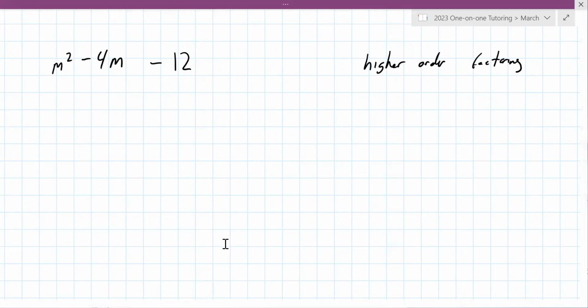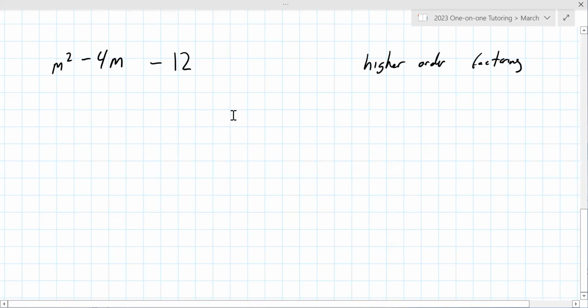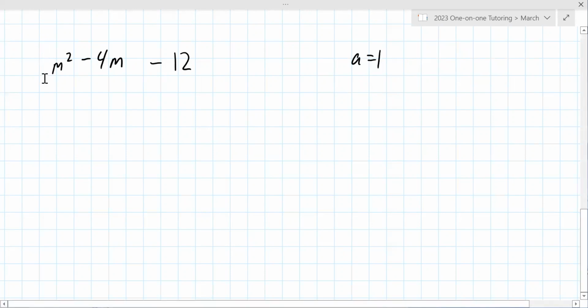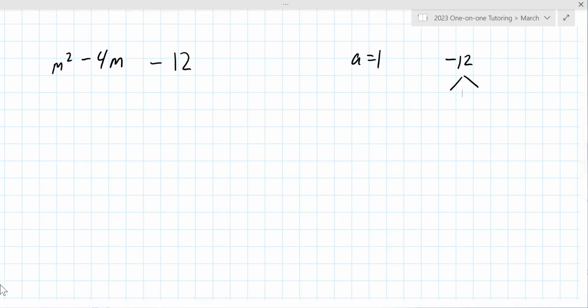All right, m squared minus 4m minus 12. And this is not higher order factoring. This is a equals 1, meaning there's a 1 in front of the m squared. So the way you do this is you find all the numbers that multiply to negative 12, but add to negative 4. Why don't you give this a try, coming up with a list, or telling me which numbers multiply to negative 12, but they also have to add to negative 4.